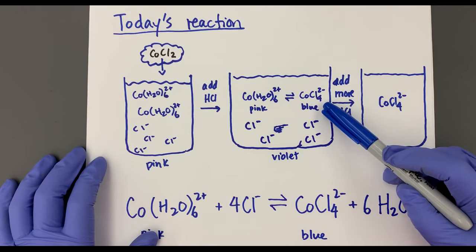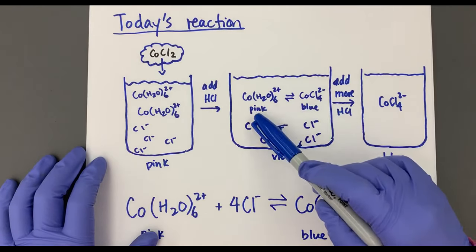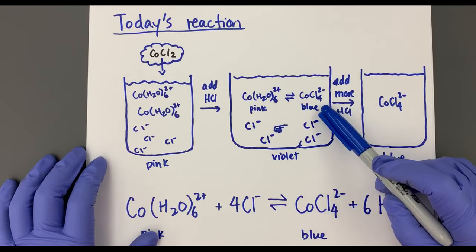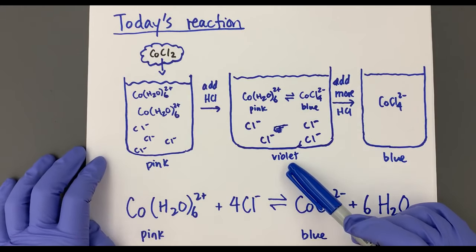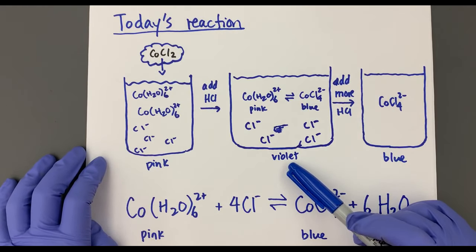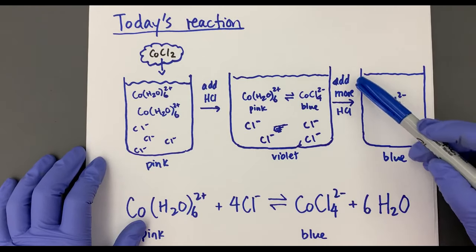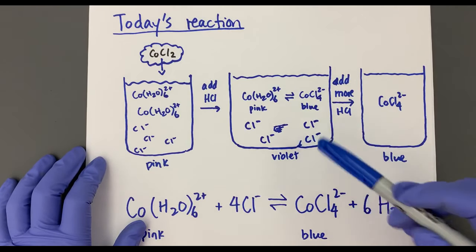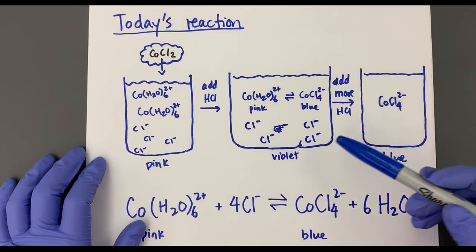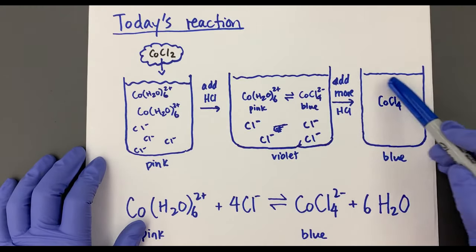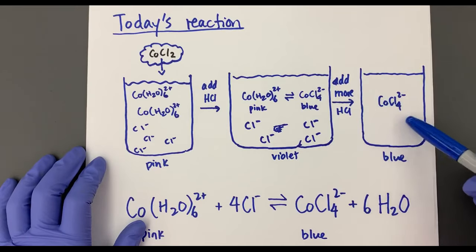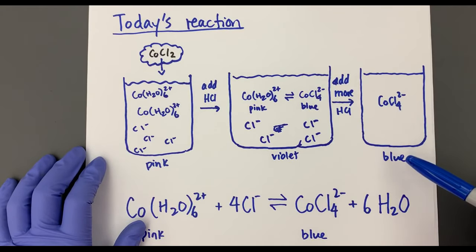So at an equilibrium situation where you have some pink, some blue, what color will you see? You will see a violet color, because when you mix pink and blue, you will get this purple violet color. If you continue to add more HCl, again, you're adding more and more Cl-. Eventually, all of the pink will react and form CoCl4, 100% of this, and this solution is blue.